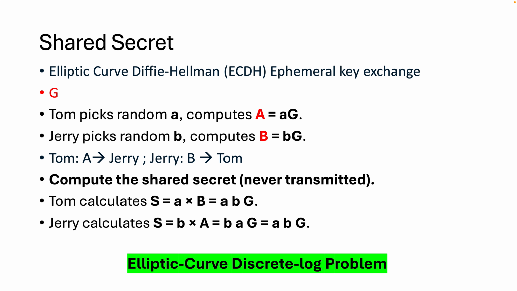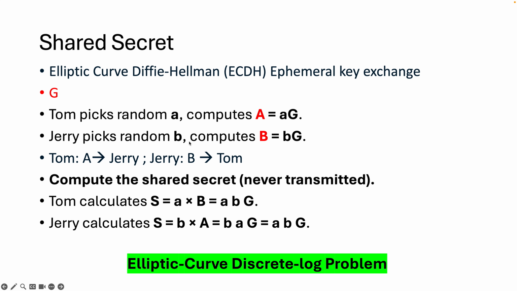Now, Tom secretly picks a random number, little a. This little a is Tom's ephemeral private key, used only for this session. But both Tom and Jerry's private key and public key, the key pair we mentioned before, are used long term. But for every session, they're gonna use this ephemeral private key.